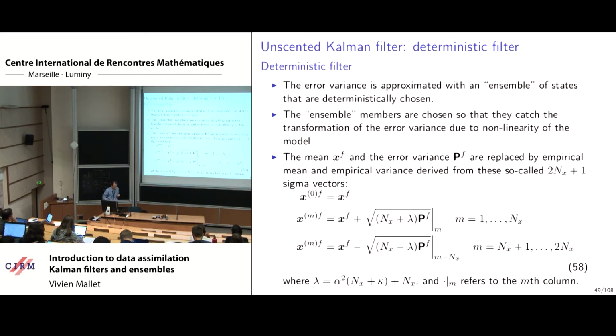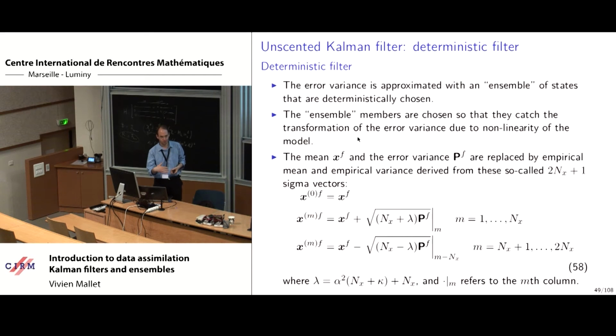And the error variance, of course, will be empirically approximated with these points, and they will be chosen so that the error variance is well approximated. The members will be chosen so that under a nonlinear model, when you move from one step to the other, your empirical variance will remain of good quality. You start at some point with XF, just one state, with an error variance PF, and you replace these by an ensemble of members, which are defined here.